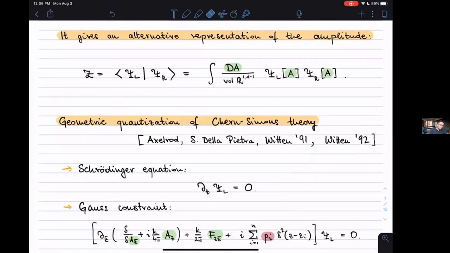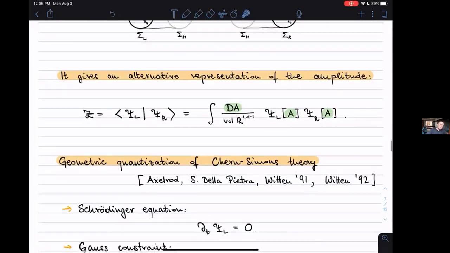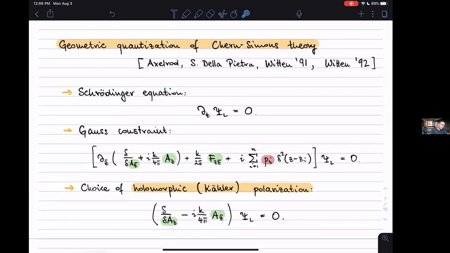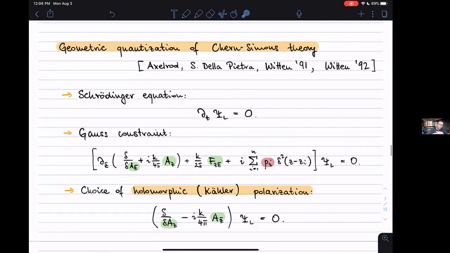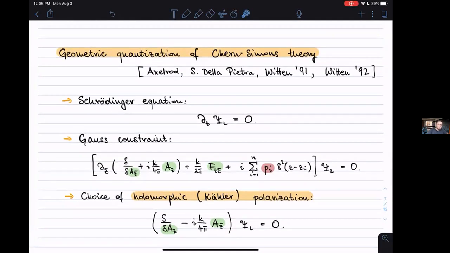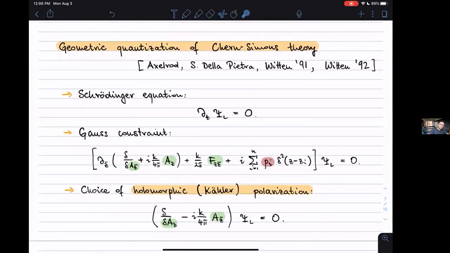Very good. So now you might wonder, well, how do we find these wave functions? That's something that was studied and is known as the geometric quantization of Chern-Simons theory. That dates back to the work of Axelrod, Della Pietra, and Witten in the 90s. Because of the time constraints, I didn't want to get much into the specifics. I'm just going to show you some of the equations that come out of this quantization.